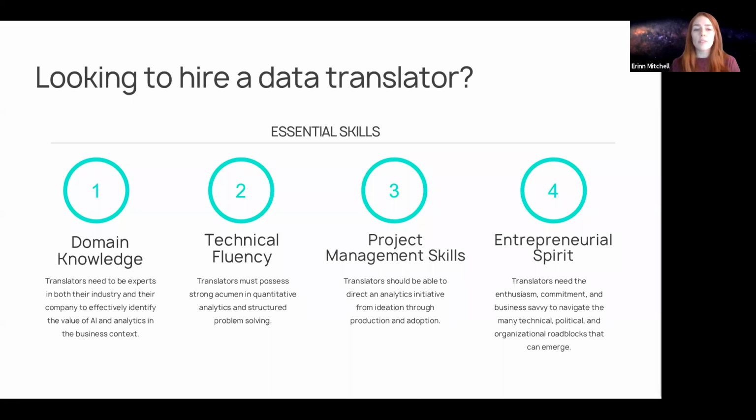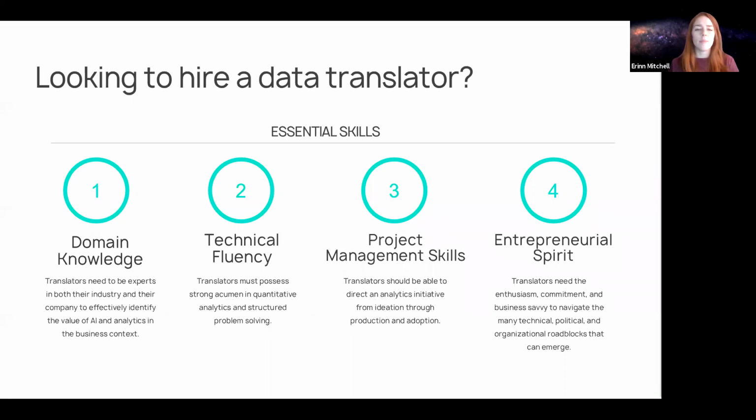They have to have technical fluency to be able to sit in between the data and tech and the business. So strong acumen in quantitative analytics and structured problem solving. They have to have great project management skills because there's oftentimes a need for a data translator to lead an initiative from the initial stages all the way through to completion.